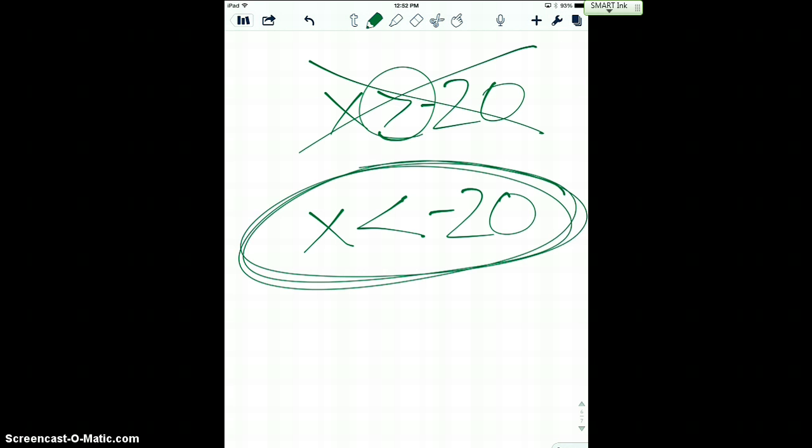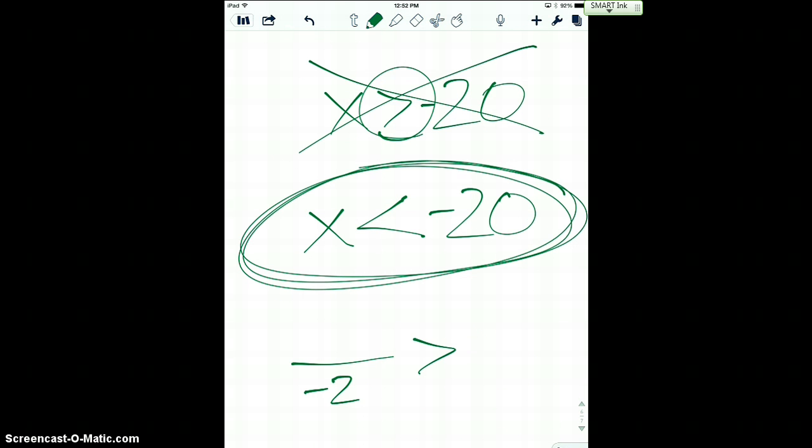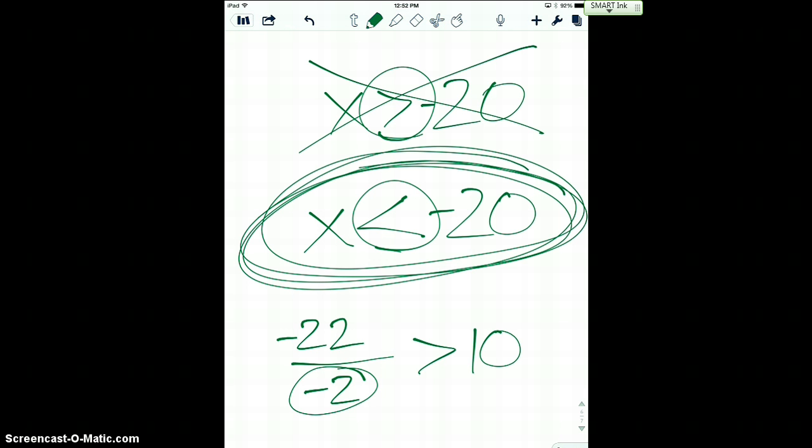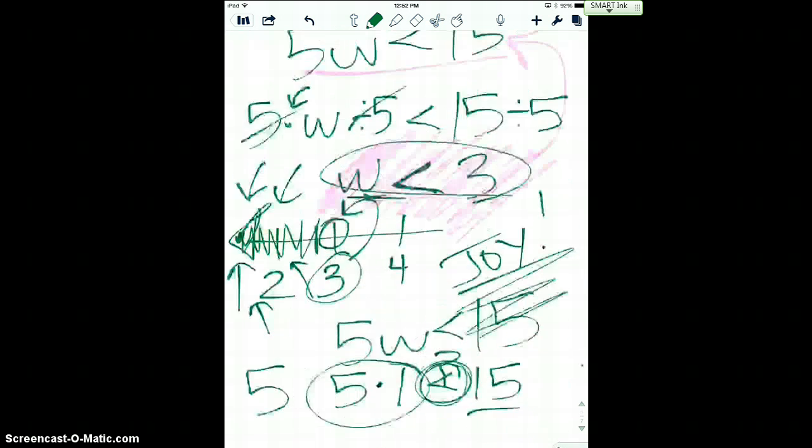And these should work. So let's double check, pick something that we think is less than -20. That would be nice to divide by -2. Like, how about -22? And make sure that this actually works. Negative divided by negative is positive, and 22 divided by 2 is 11. And is 11 greater than 10? Yeah, it is.